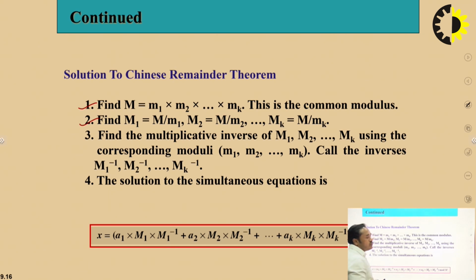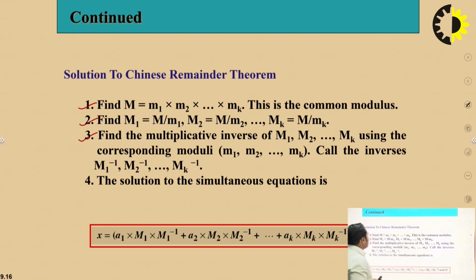So M1 equals M divided by m1, M2 equals M divided by m2, Mk equals M divided by mk. By using the value of M and the value of m1, you can calculate M1. By using the value of M and m2, you are going to calculate the value of M2, and so on.